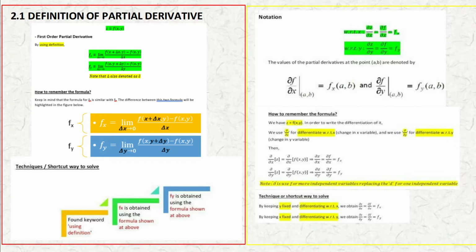So we go to the notations. With respect to x, we get delta z over delta x equal to delta f over delta x equal to fx. The same goes for y. So how to remember the formula? We have z equal to f(x, y). In order to differentiate it, we use delta over delta x to differentiate with respect to x, and we use delta over delta y to differentiate with respect to y. So we can obtain fx and fy.